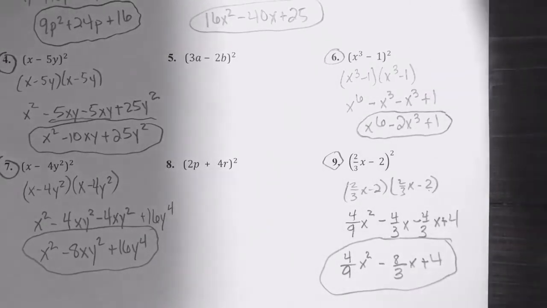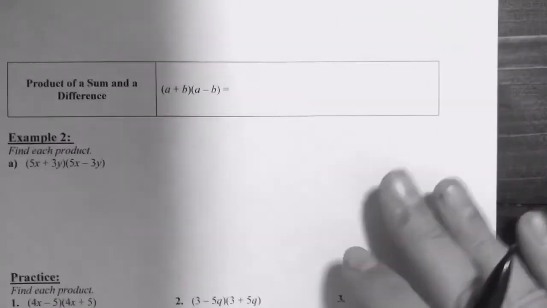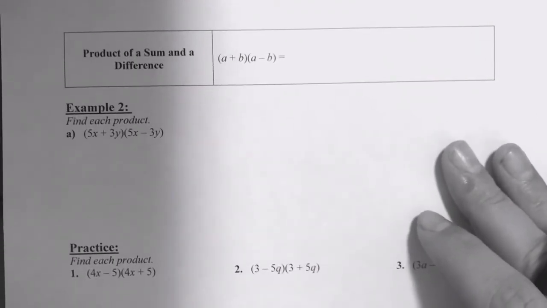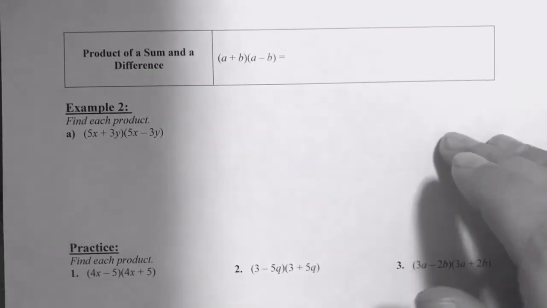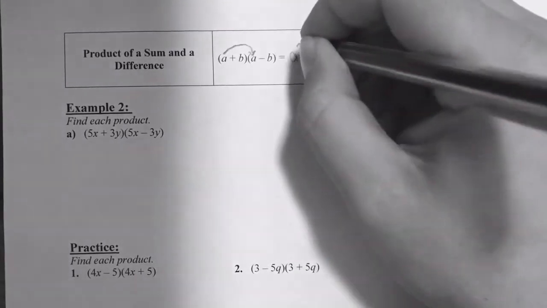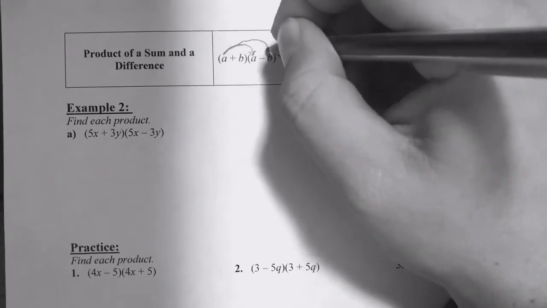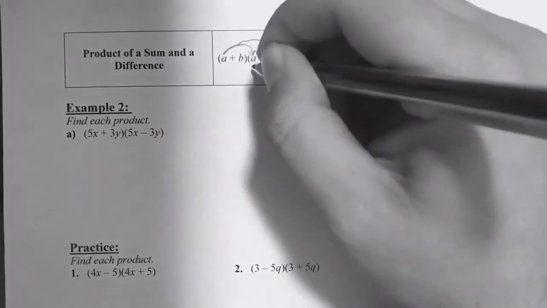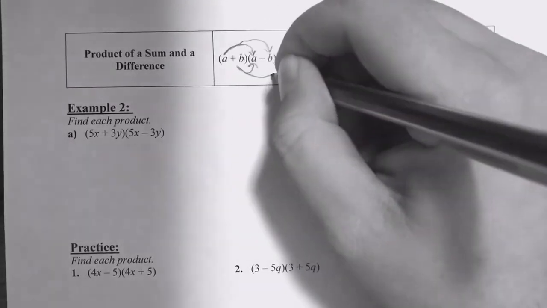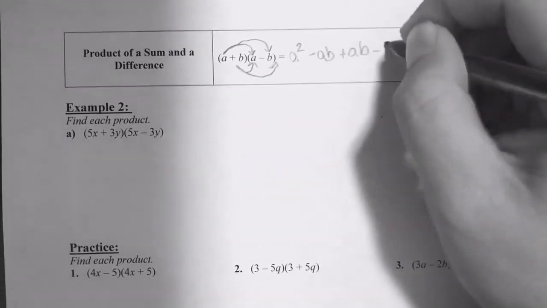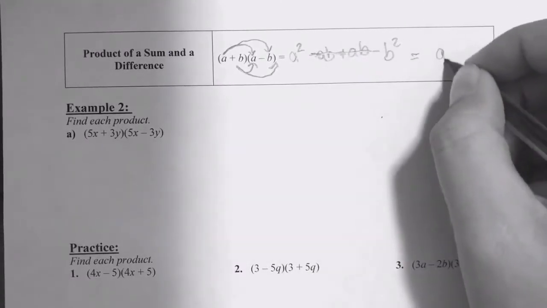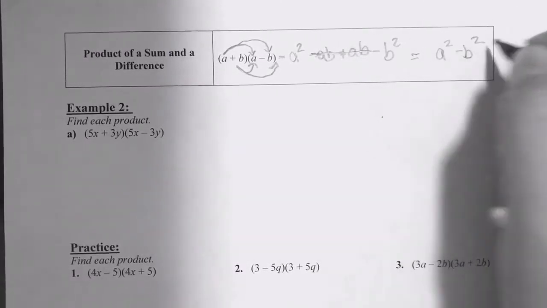All right, go ahead and flip your paper over, and we're going to look at the back side here. So it's the products of a sum and a difference. So a plus b times a minus b. So if you FOIL this, you have a squared minus ab plus ab minus b squared. Well, if you notice, the middle two cancel out. So you really have a squared minus b squared.